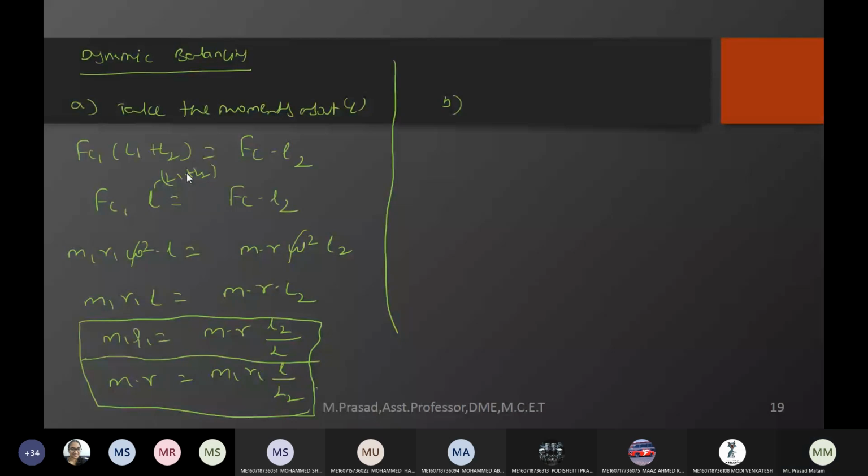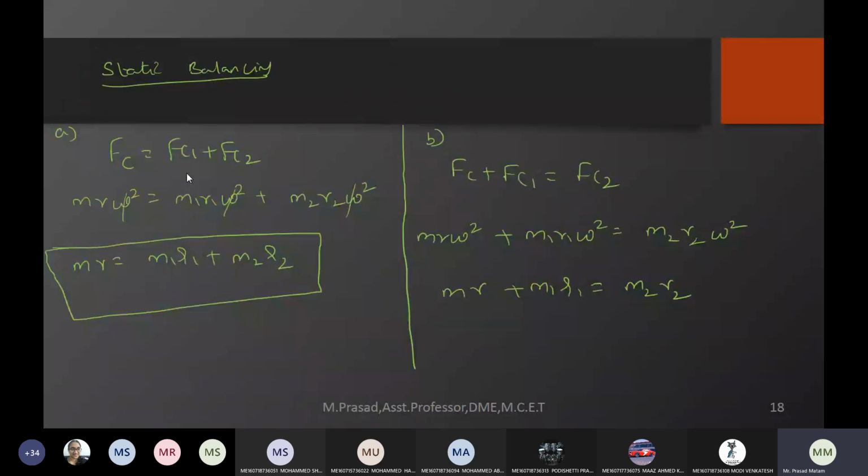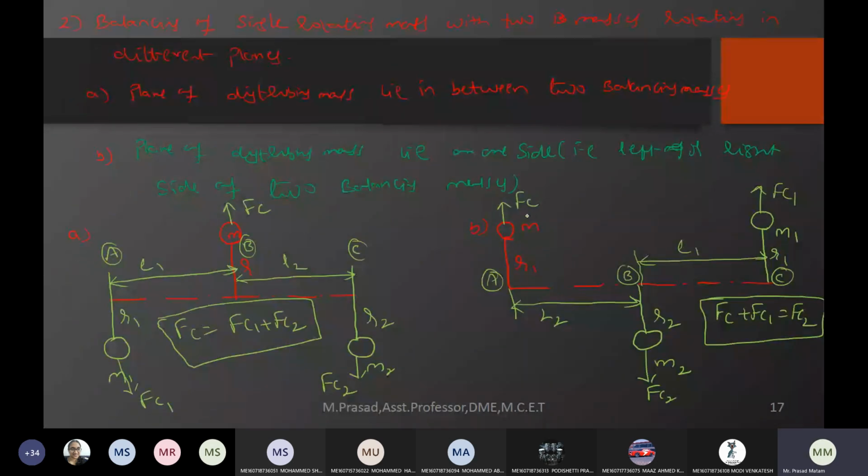Similarly for case B, can anyone give the answers, dear students? Disturbing mass is rotated exactly on the one side. I will show the diagram here again. Now tell me how to solve this one. Take the moments. Where can we take the moments? Can anyone tell, either with respect to point A or point B or point C? Any one we can do. Let me take differently. Let us take with respect to point B. Take the moments with respect to point B.